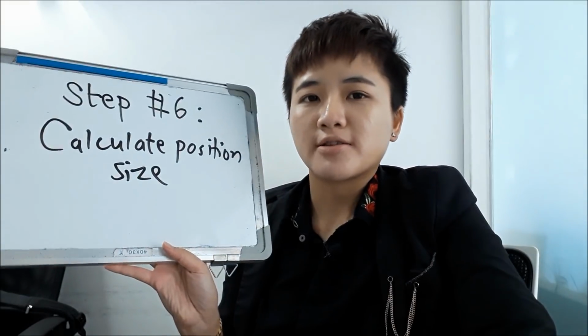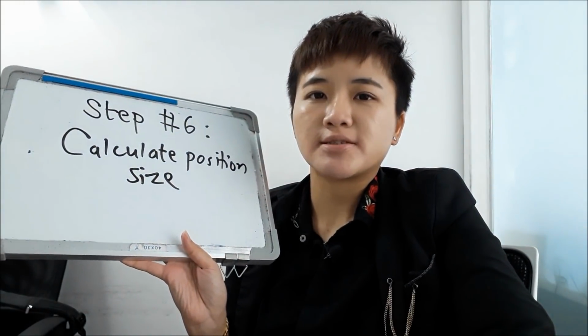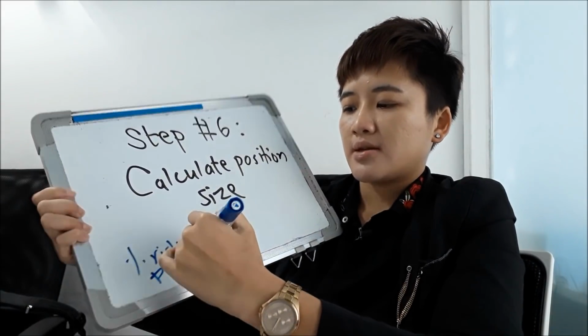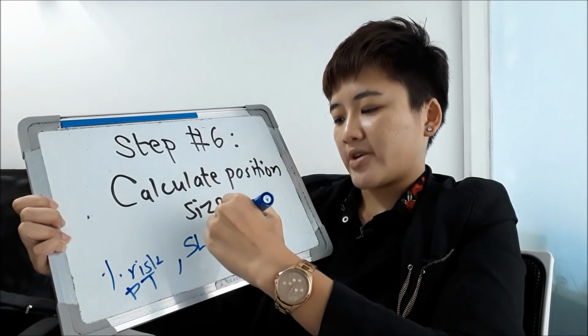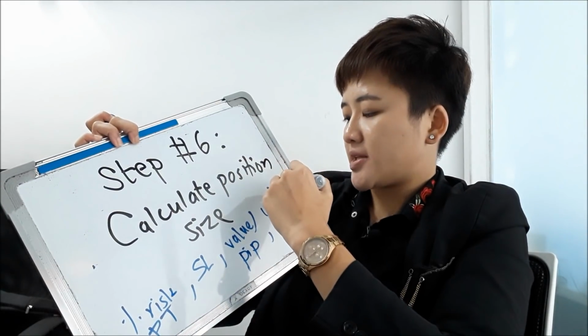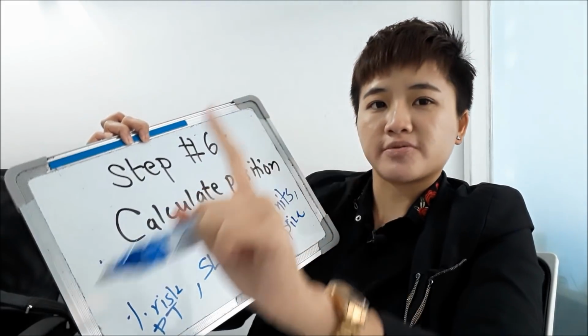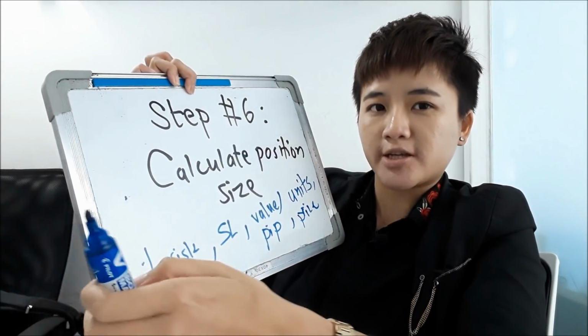So once you have done that, then it comes down to step number 6, which is you need to calculate your lot size or position size, or how much volume you should trade. Of course, your position size would depend on many things: your percentage risk per trade, your stop loss level, value per pip, and it will also depend on the price of that currency pair at that point in time. Mainly these few things, okay? So of course, if you don't know how to calculate your position size, I've done a video on that. Feel free to go check it out.